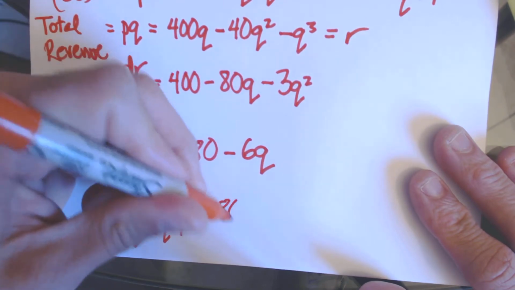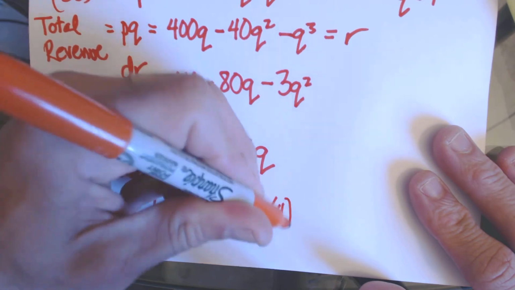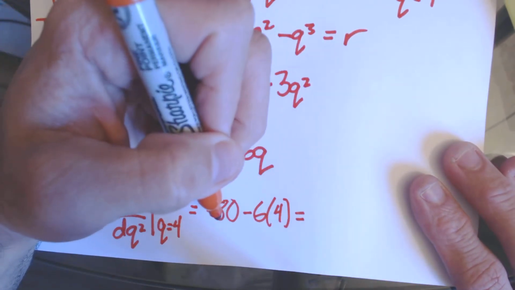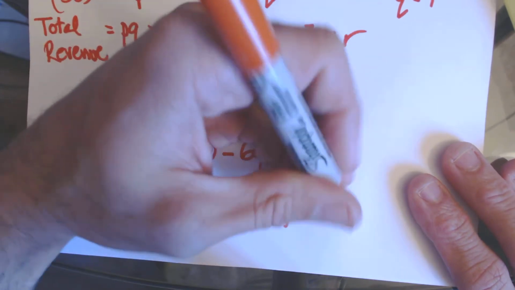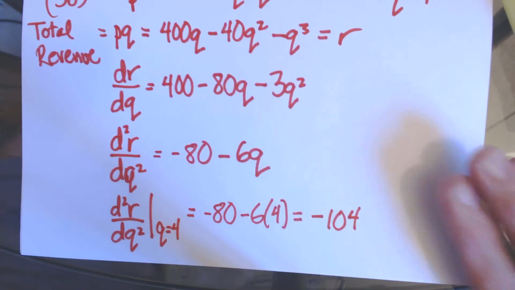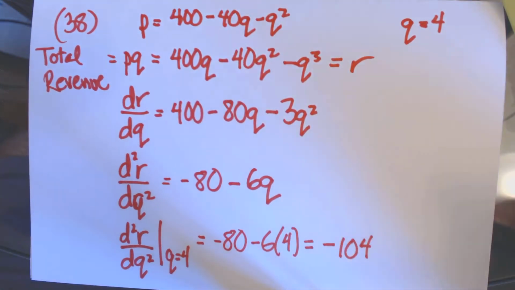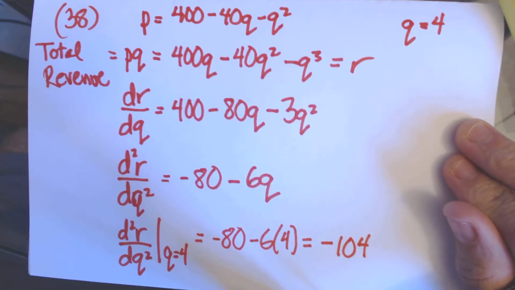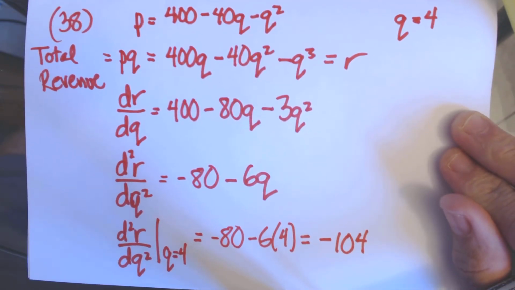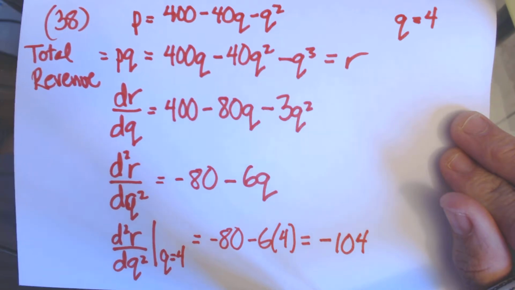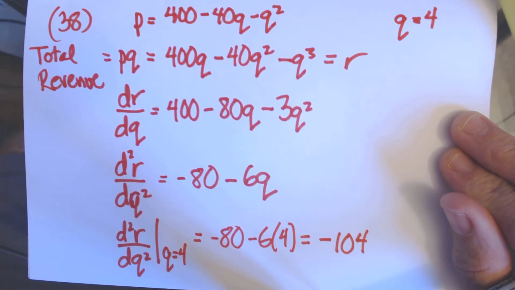So we plug in Q equals 4, and that gives us negative 80 minus 24, so that's minus 104. Essentially what this is saying is that at a production number of 4 units, if we produce one more unit, the marginal revenue will change by 104 units. So it'll go down by 104 units.